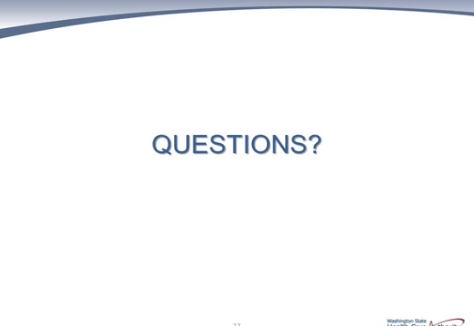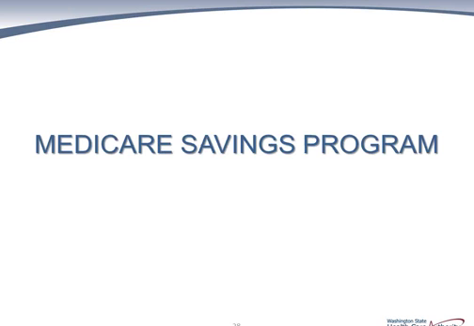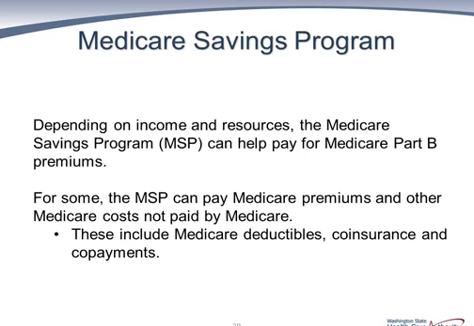Okay. All right, so let's go ahead and we'll save some of these questions for the end if we have extra time. Great. So our next section is going to be on the Medicare Savings Program, and this is just a referral or a refresher maybe for some of you. Depending on income and resources, the Medicare Savings Program can help an individual pay for their Part B premium. And for some individuals, it can pay not only for their Medicare premiums, but also for their Medicare costs, including their deductibles, co-insurances, and co-payments.